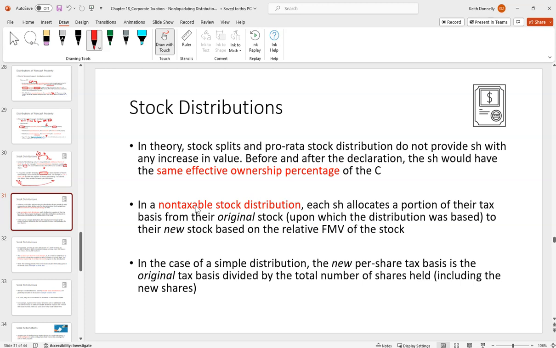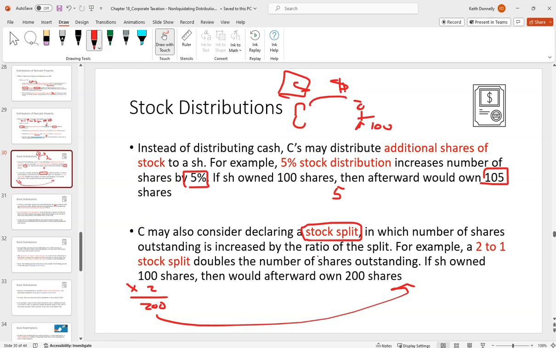Now it says, in theory, stock splits and pro rata stock distribution do not provide a shareholder with any increase in value, right? Because before and after the declaration, the shareholder would have the same effective ownership percentage. It's basically saying, hey, you got double the amount of shares. Before, maybe you owned 10%, and now you got double. That's great. You have more shares, but everybody else who's a shareholder got double too.